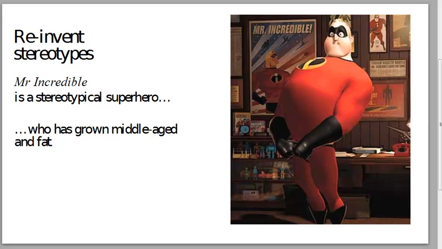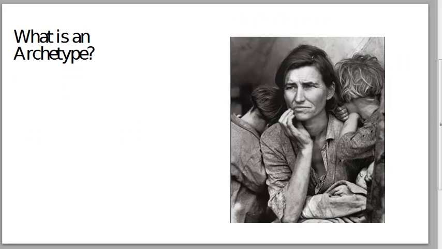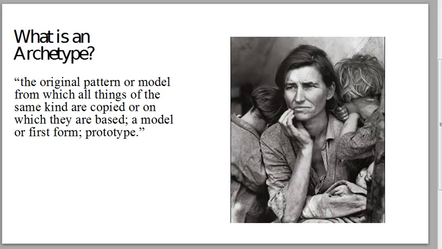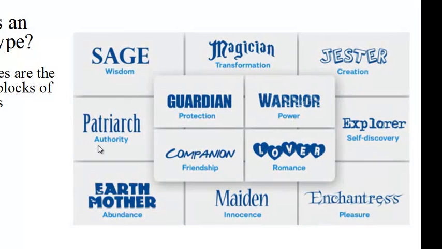Mr. Incredible is a stereotypical superhero, but with an interesting spin on it. He's grown fat and middle-aged. Pixar are particularly good at reimagining characters and making them interesting and fun. Now, an archetype is something slightly different from a stereotype. An archetype is, here's a dictionary definition, the original pattern or model from which all things of the same kind are copied. So it's a kind of prototype. So these are the essences of characters.